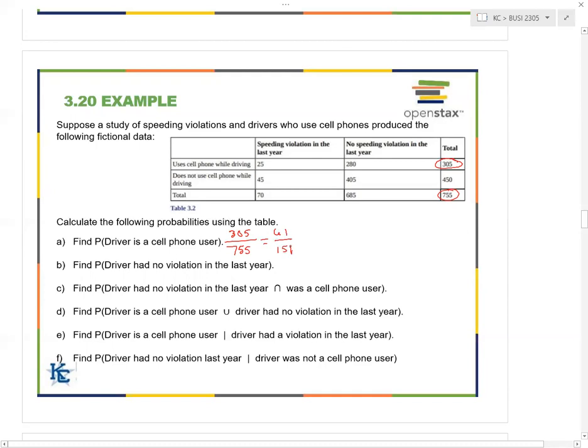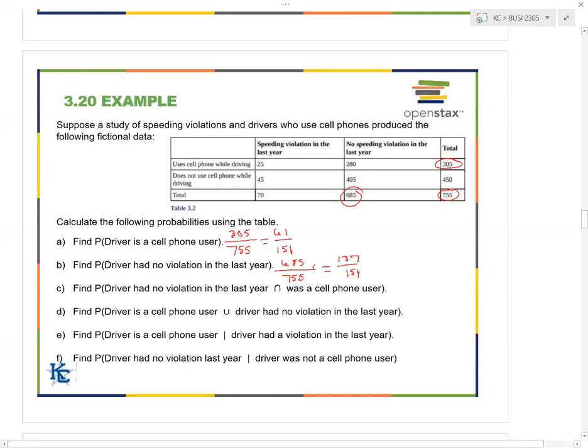Find the probability that the driver had no violations in the last year. So no violations total is 685 over the total is 755. So again, we can reduce to get 137 over 151.